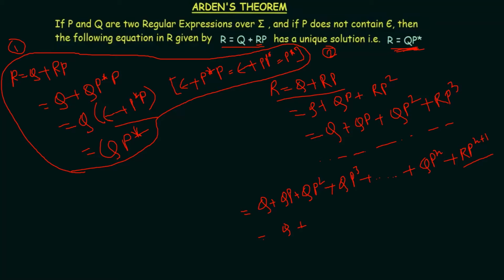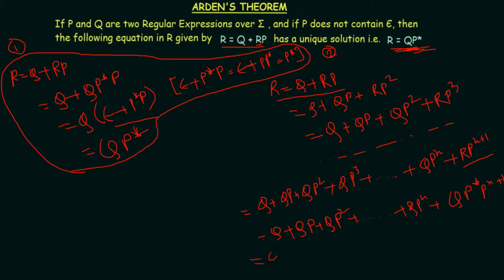So this thing is going to continue. Let me just write this, because this is an important part of this proof. So q plus qp plus qp square, up to qp^n, plus qp star p^(n+1), right? I'll just replace the value of r with the value of qp star.